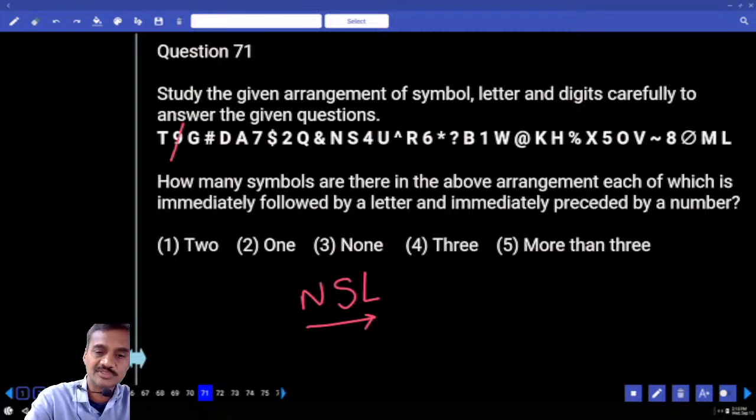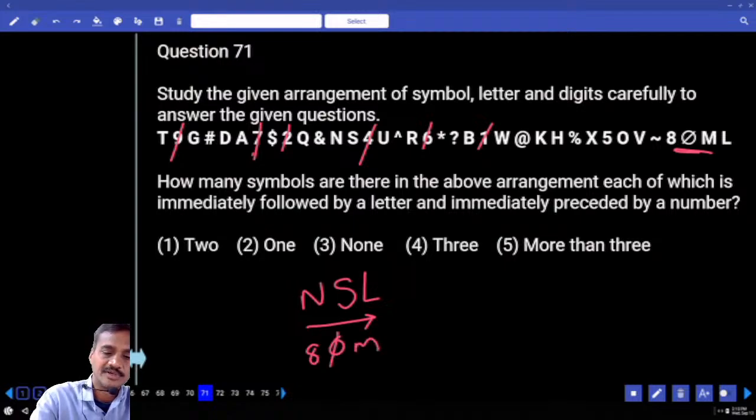Number, symbol but not letter, and number, symbol but not letter, and number, symbol but not letter, isn't it? Next one, number, symbol but letter. And how many are there of such type? Only one. What is that one? 8 is a number, immediately followed by the symbol pi and a letter M. Hence only one, that is choice 2, question 71.